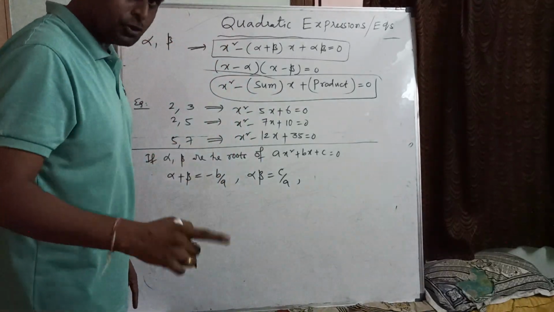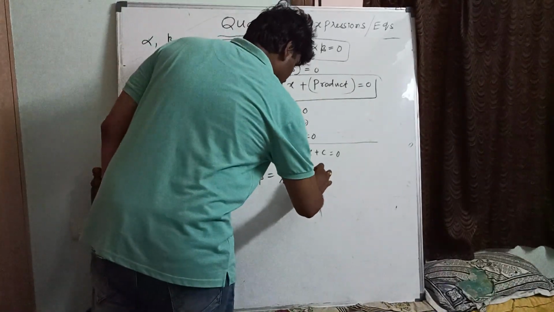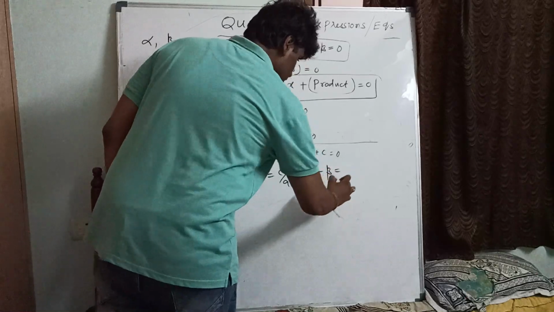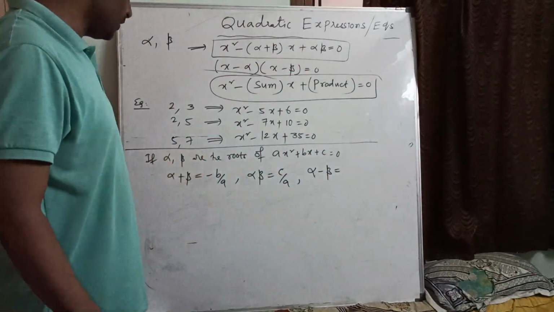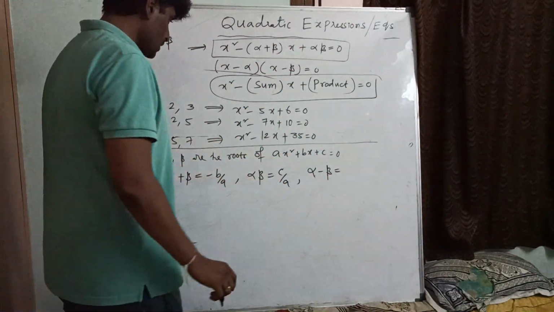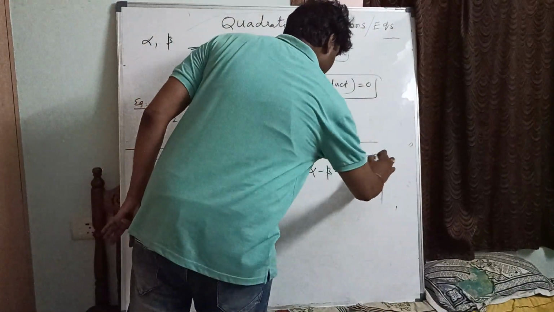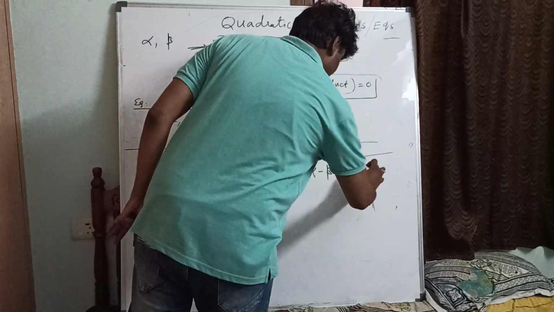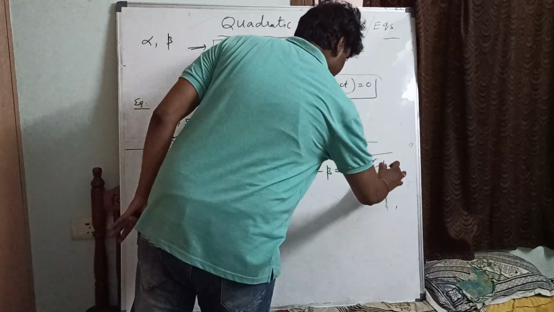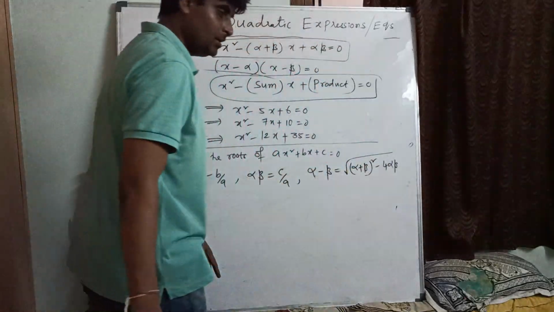And similarly you have to remember difference of roots also. So these formulas are important for IIT. See, difference of roots, generally alpha minus beta, how can we write? Root of alpha plus beta whole square minus 4 alpha beta. Correct or not?